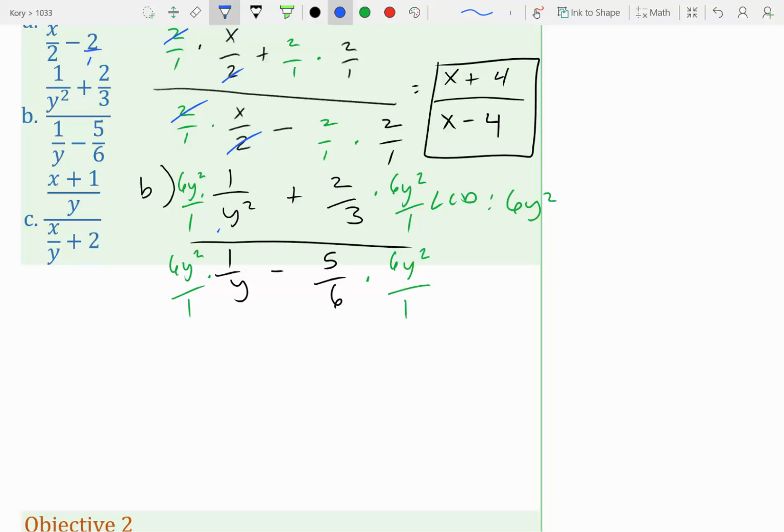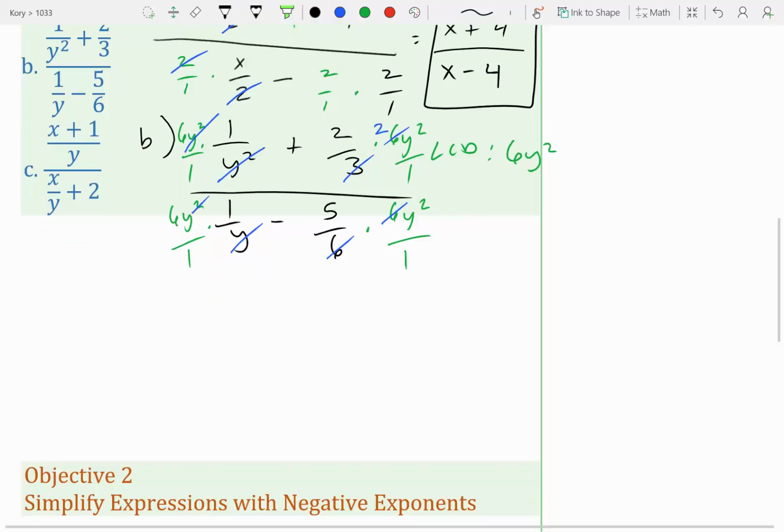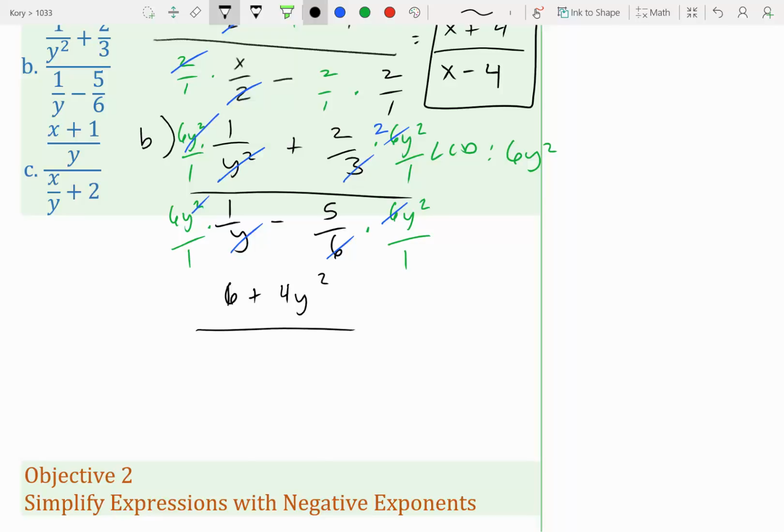Now we're going to cancel stuff out. So y squared, 1y, 3, and the 6. Let's write what we have left over. So we have 1 plus 2 times 2y squared. So that's 1 plus 6. 6 times 1 is 6. 6 times 4y squared over, so we have 6y minus y squared minus 5y squared.